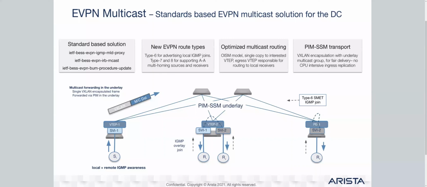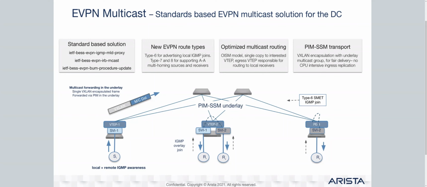So there's the introduction of the type 6 route, which is going to allow us to start signaling local joins, and signal those local joins to the other VTEPs that are interested in that join by this new route type 6, so the IGMP proxy route. And 7 and 8 as well, which are involved where we have sources or receivers that are dual homed using EVPN all-active multi-homing.